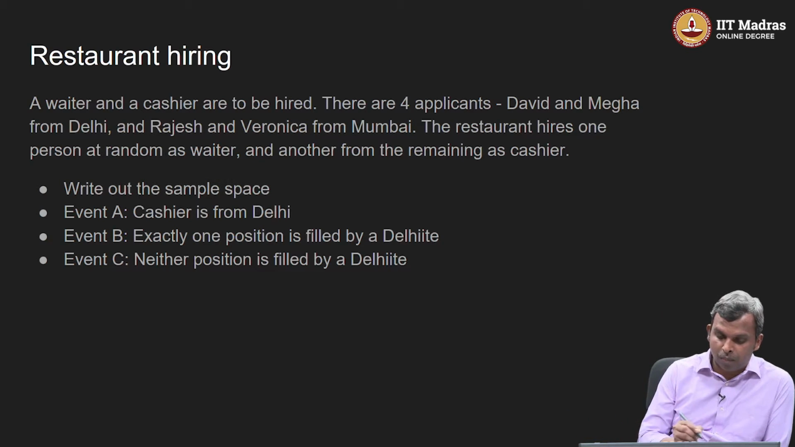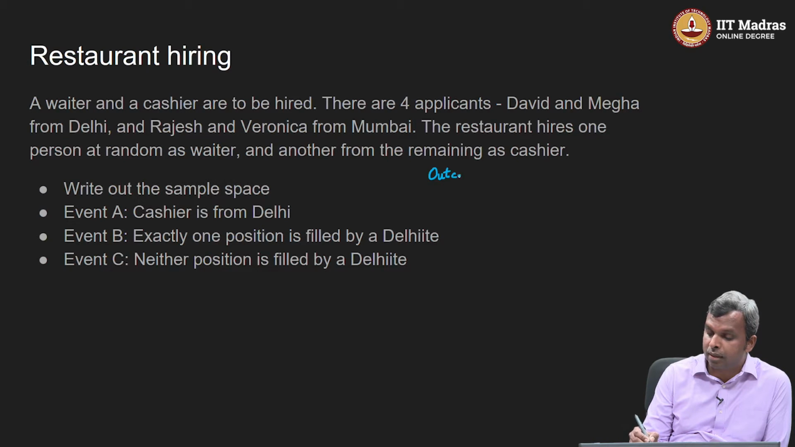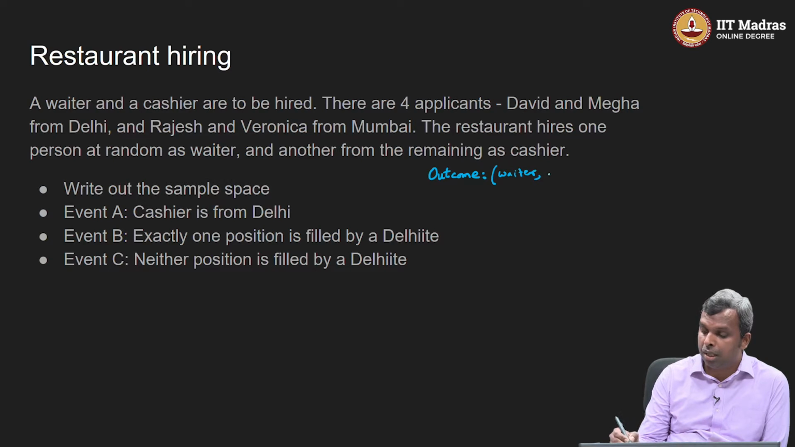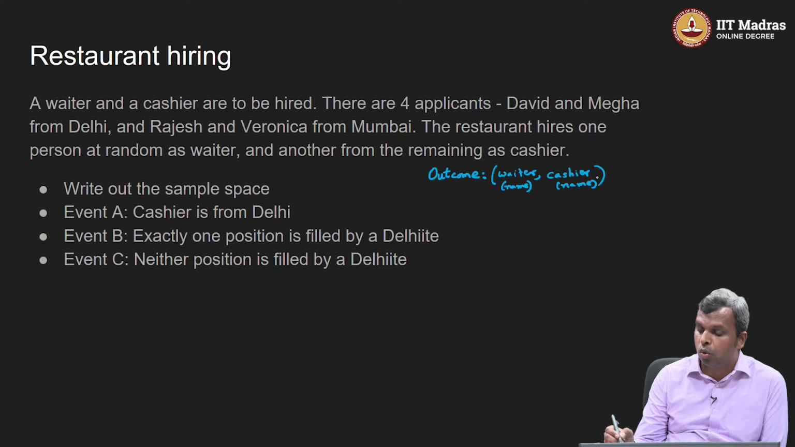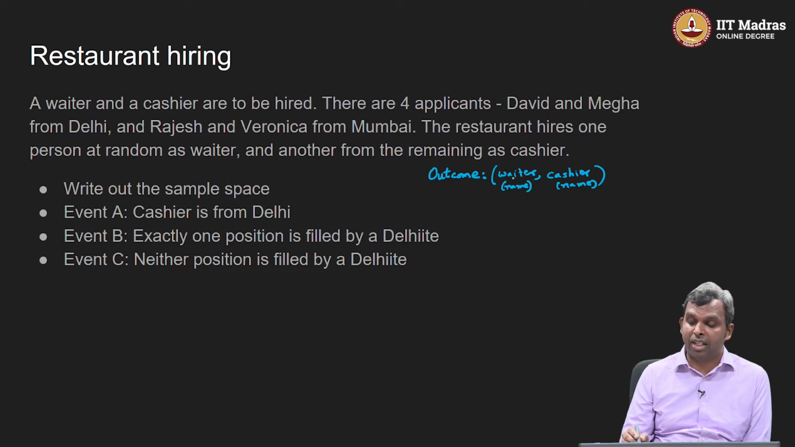Okay, so for this experiment and scenario, what are the outcomes that are interesting to us? So let me just start writing out the outcome. The experiment is this random choice. The outcome is, let's say, waiter comma cashier, or let's say the name of the waiter, the name of the cashier, who got hired as the waiter and who got hired as the cashier. So that's the outcome. It's a very easy way to represent the outcome.